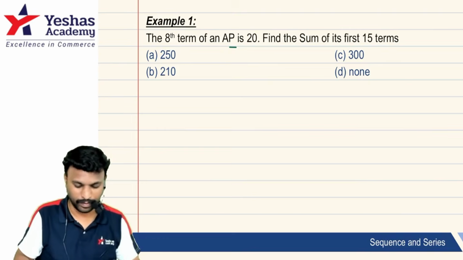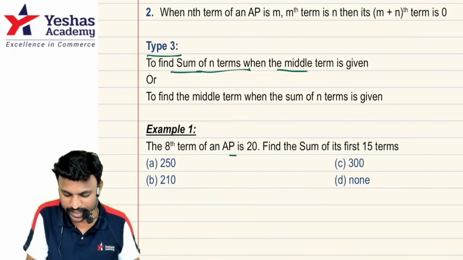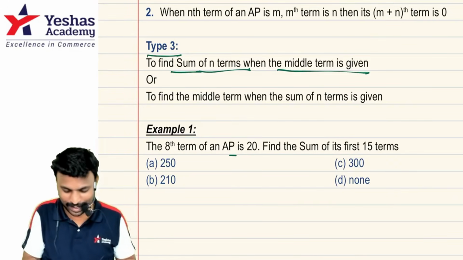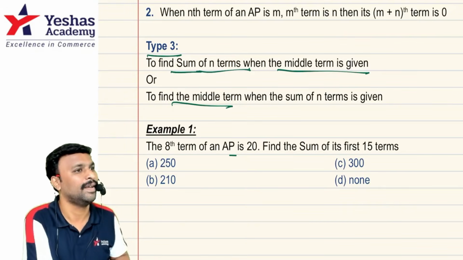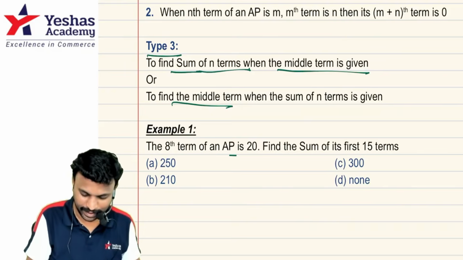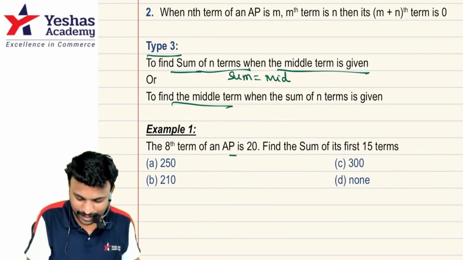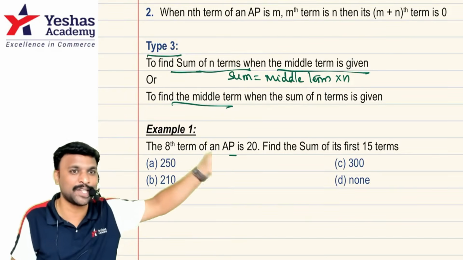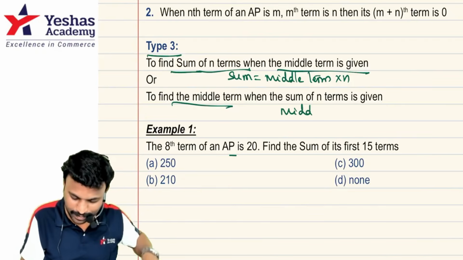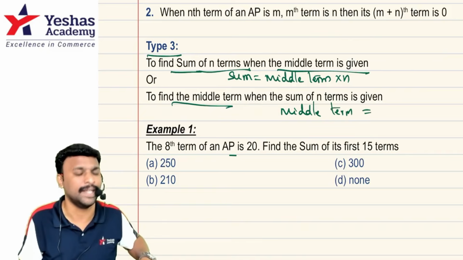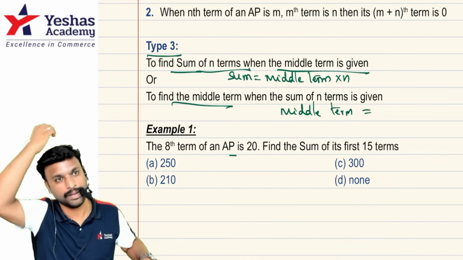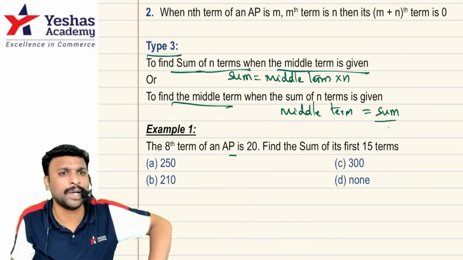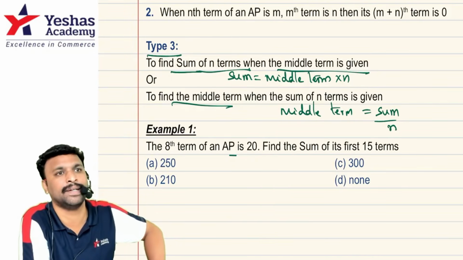Write down. What is type 3? To find the sum of n terms when the middle term is given. Or sometimes they'll give you a sum, and they'll ask you to find the middle term. So, sum by n. Here, in the first case, sum is middle term into n. In the second case, when they give you the sum, they ask you to find the middle term. Middle term is equal to what? Sum by n. What is the middle term also called as? Arithmetic mean.